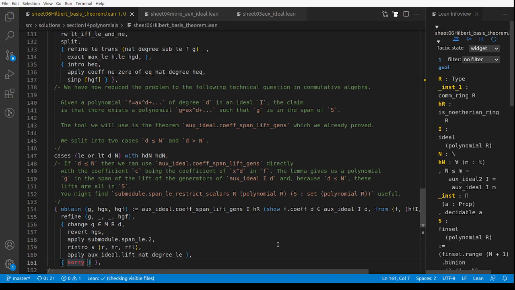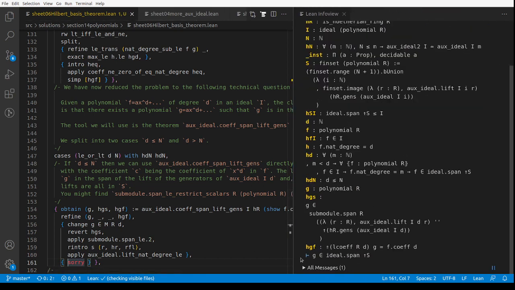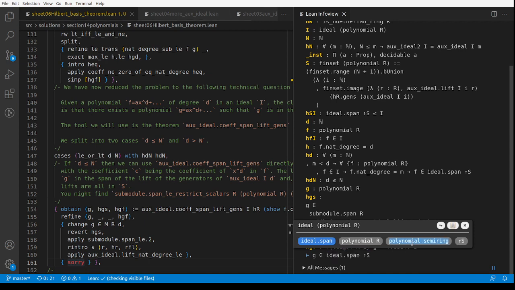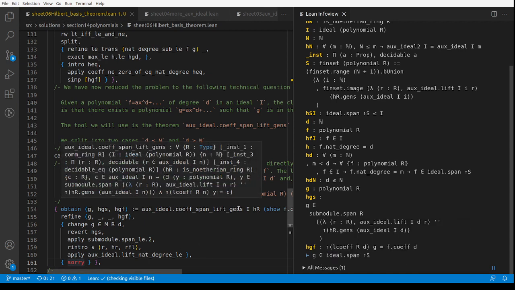And now, what have I got to do here? I've got to prove that G is in the span of S. And again, G is in the span of something else. But this is the ideal span. So I claim that, in fact, G is in the submodule span.